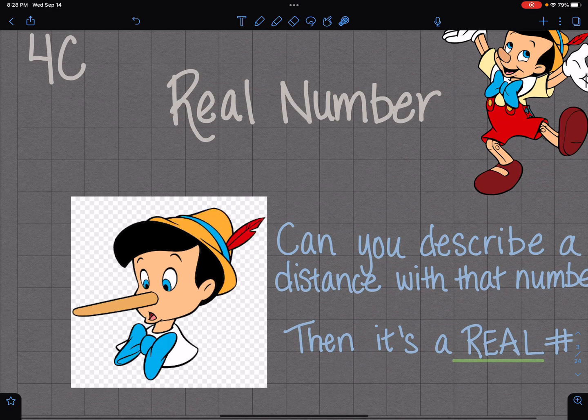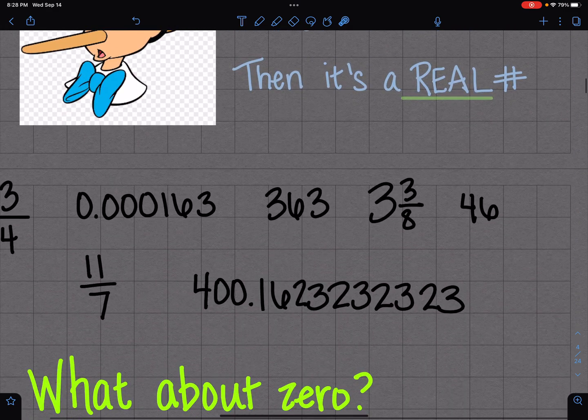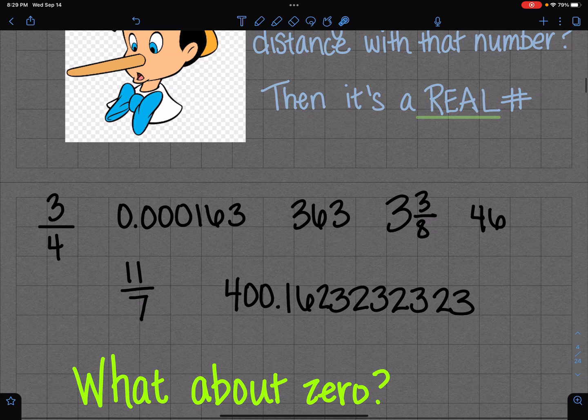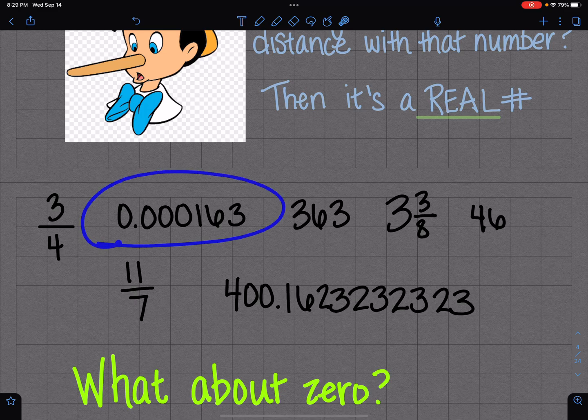Okay, so let me show you some examples and then I think you'll get it. Okay, so these are all real numbers. So 3/4, the number 3/4. Could you describe his nose by the number 3/4? Yeah, you could. You could say it's 3/4 of an inch long or 3/4 of a foot, something like that. So that counts. What if his nose would be tiny? It might be this number, 0.000163.